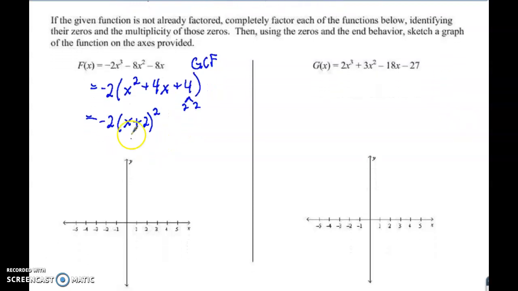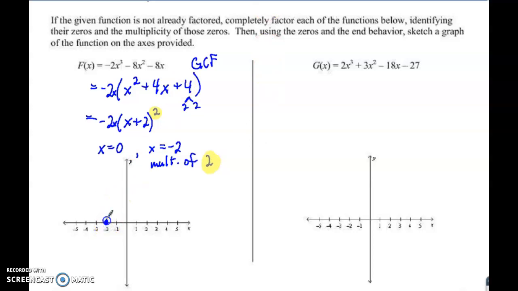So what that's an indicator of is, whoops, I forgot to factor out an x as well. I'm sure some of you were thinking that. That we have zeros at 0 and at x equals -2. Now this x equals -2 has a multiplicity of 2. And I know that from this exponent.